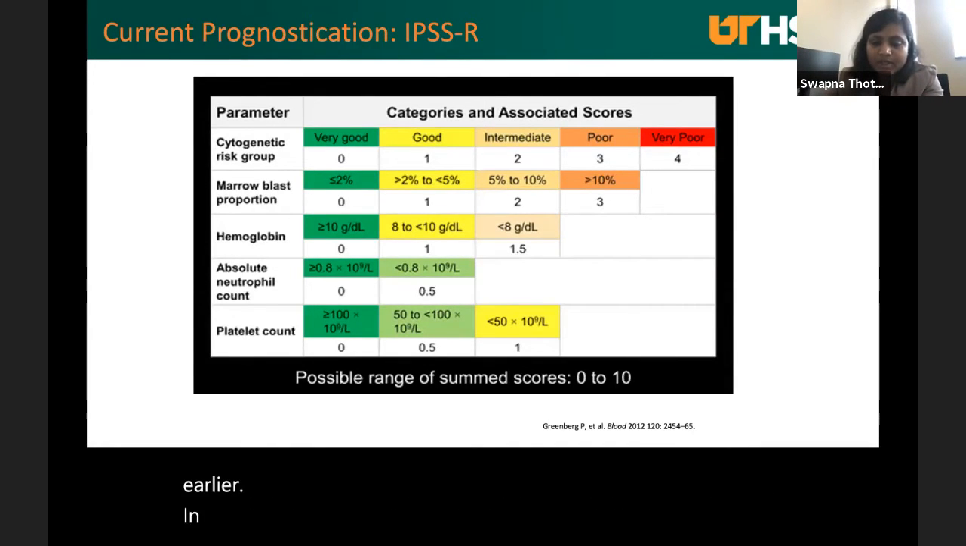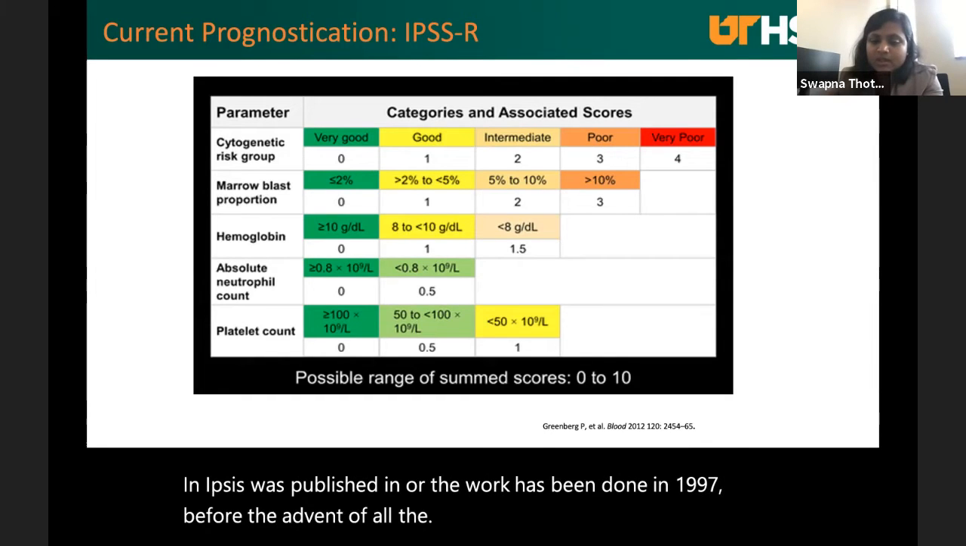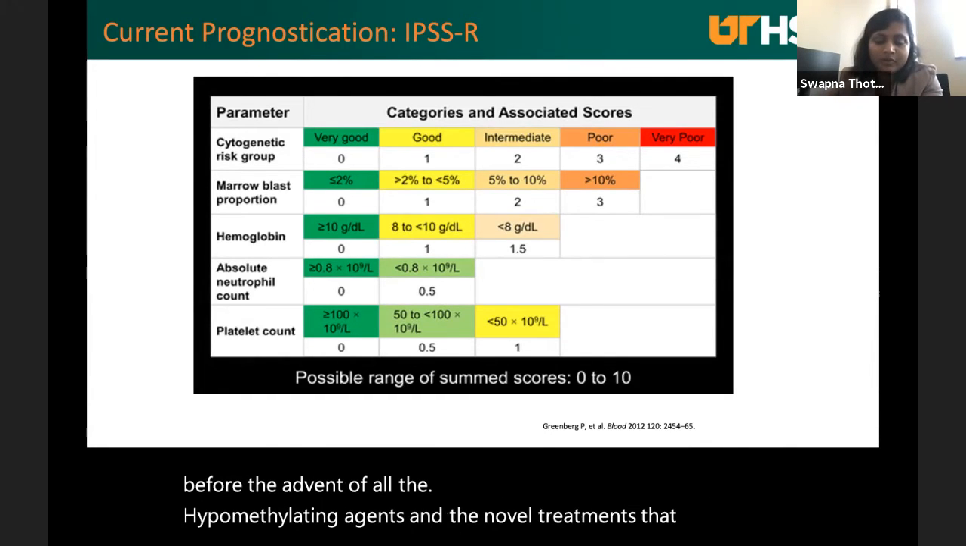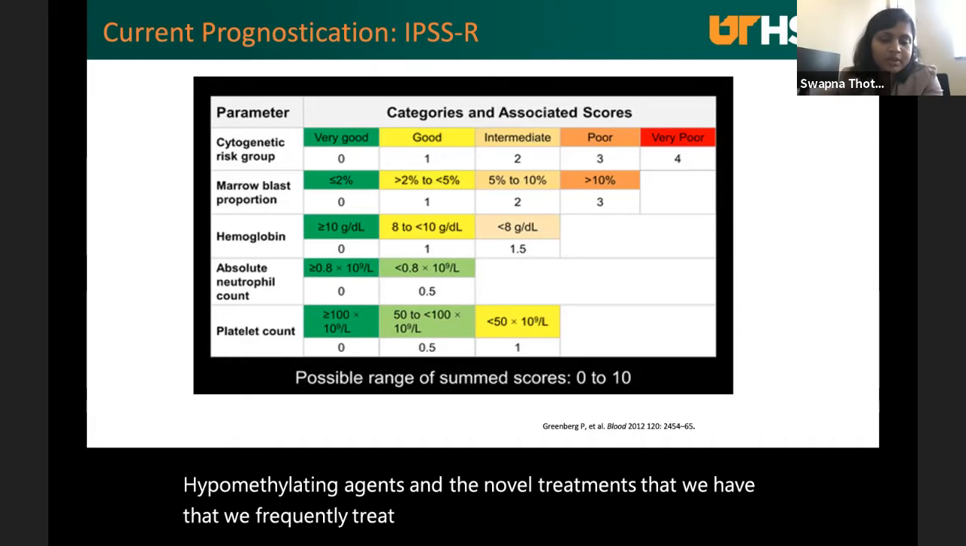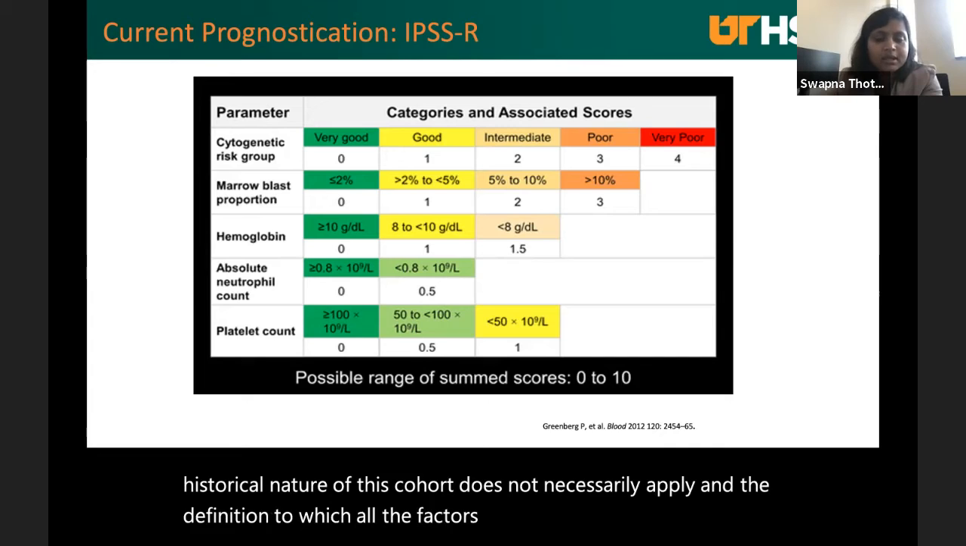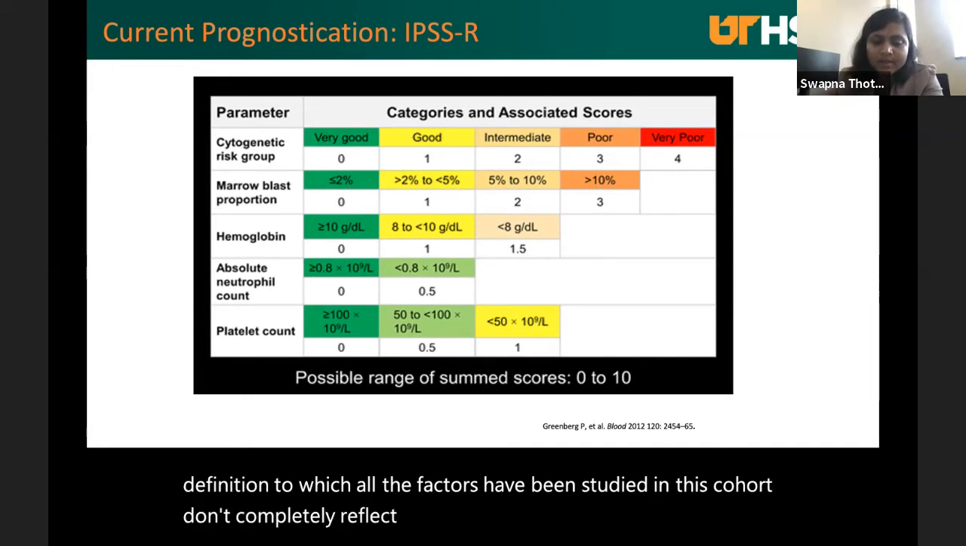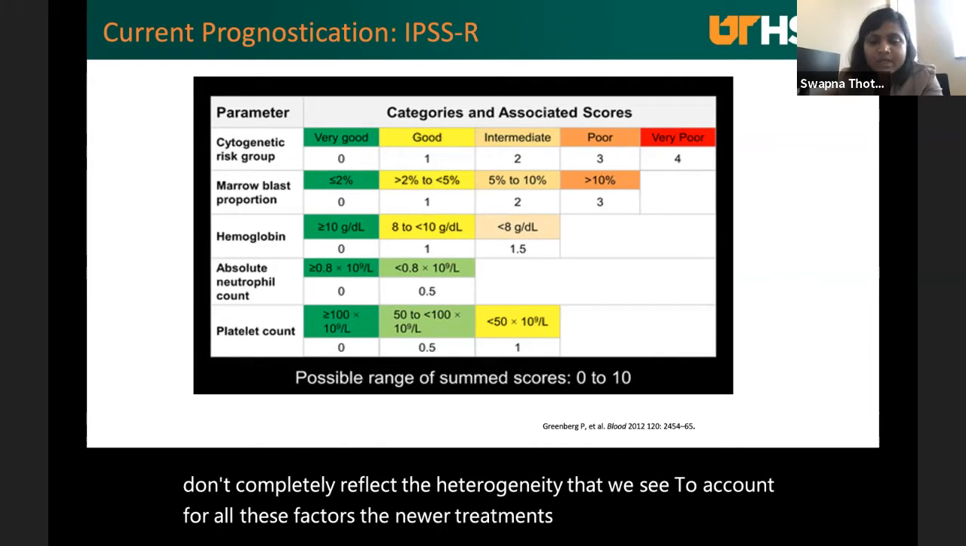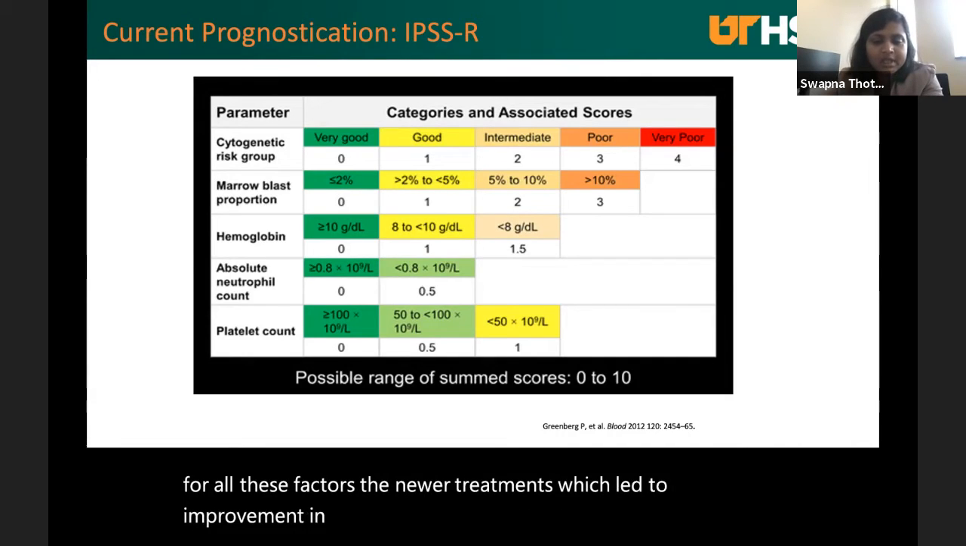IPSS was published, or the work was done, in 1997, before the advent of all the hypomethylating agents and the novel treatments that we have, that we frequently treat our patients using those agents. The historical nature of this cohort does not necessarily apply, and the definitions by which all the factors were studied in this cohort don't completely reflect the heterogeneity that we see. To account for all these factors, the newer treatments led to improvement in survival using hypomethylating agents.